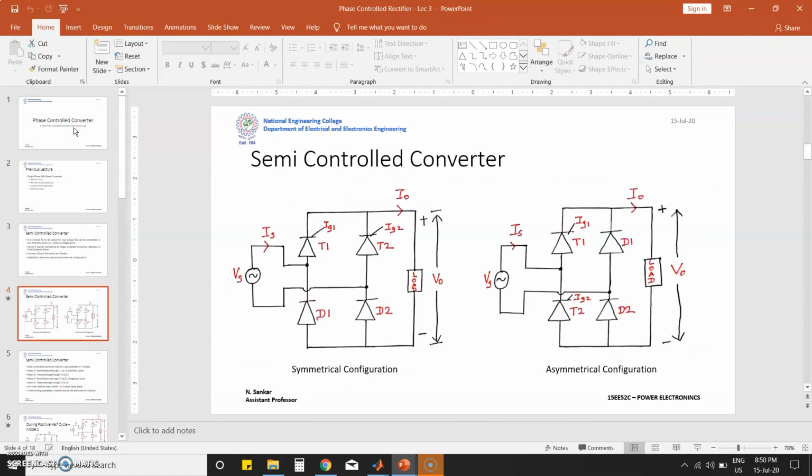Okay, so this is a waveform. Here we have two configurations, that is symmetrical configuration and asymmetrical configuration. For symmetrical configuration, the resistor and diode will be arranged in the same leg. It will be arranged in parallel. So a symmetric leg here and here. So this is called symmetrical configuration.